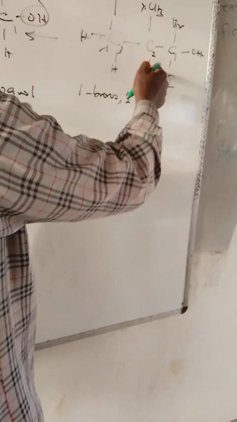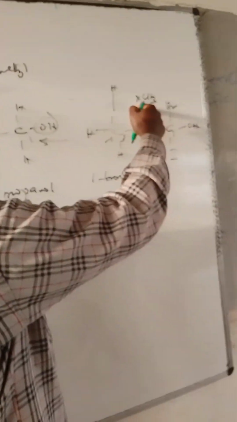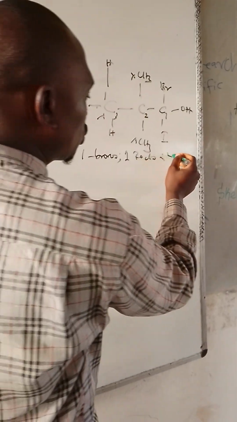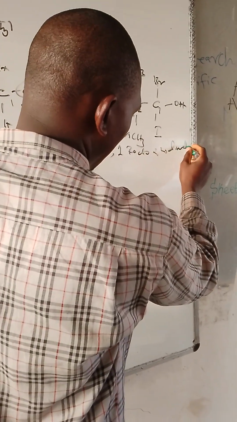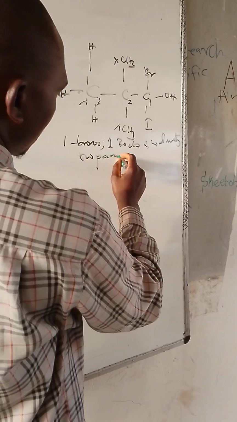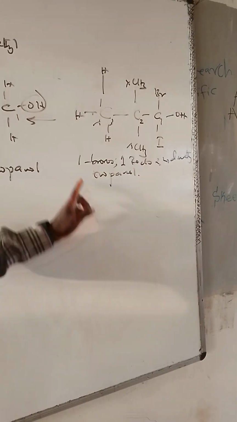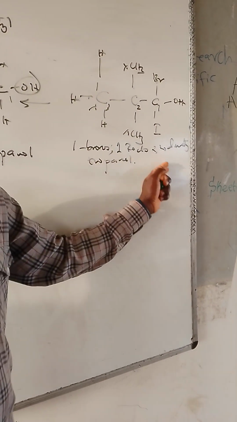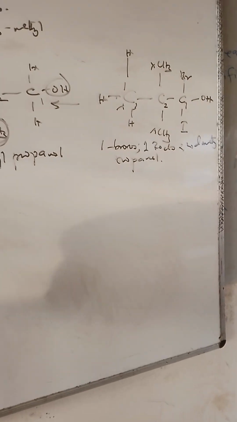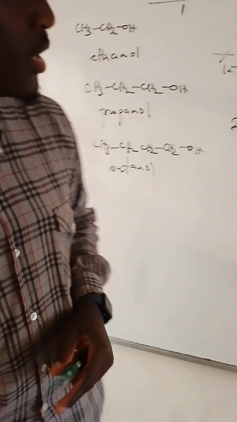At carbon 2, there are 2 attachments, which are methyl. It's going to be now 2, because it's carbon 2, 2 dimethyl propanol. That's how to call it. 1 bromo, 1 iodo, 2 dimethyl propanol. And this is satisfied to be a tertiary alcohol, as the case may be.